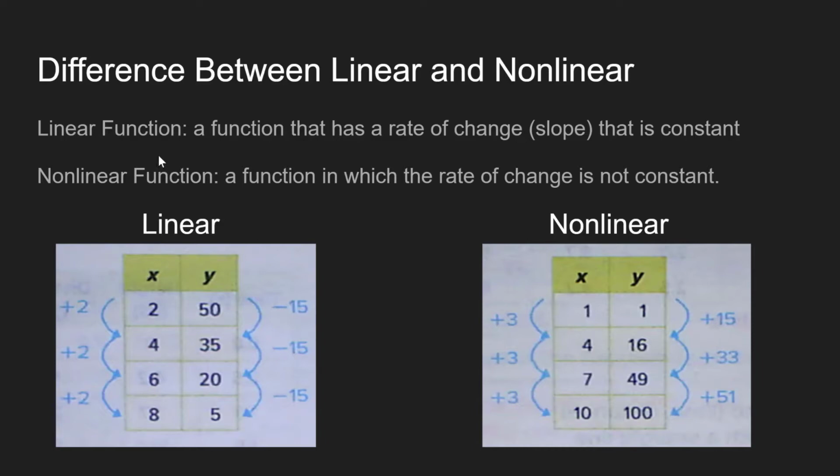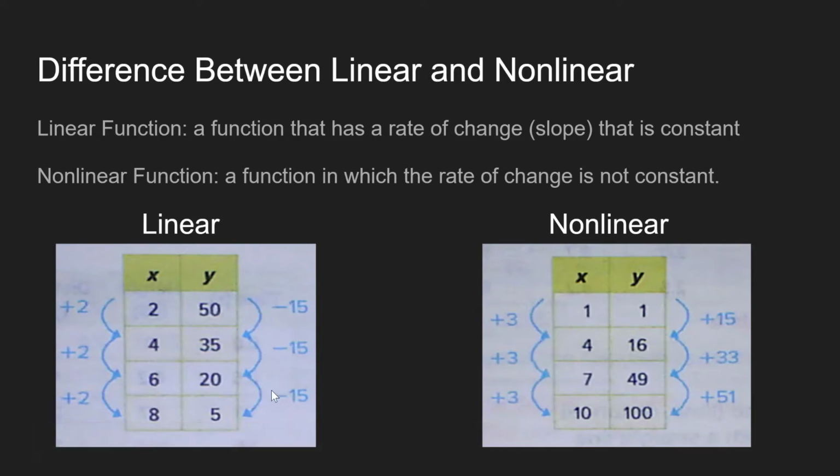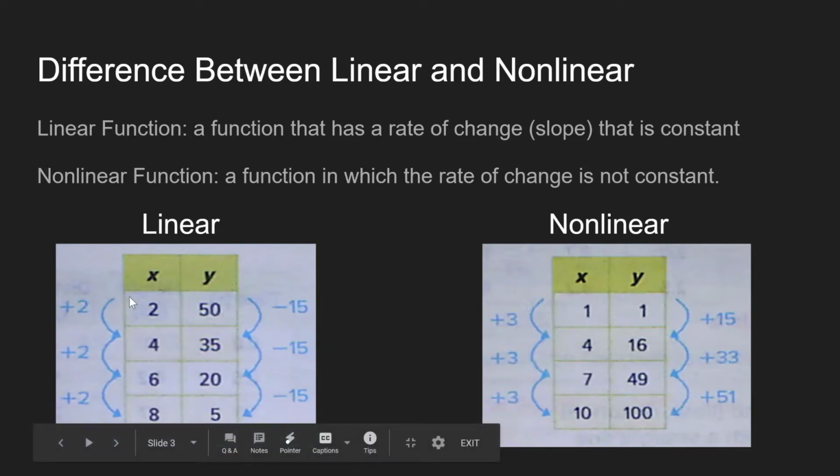Now, just a quick review. A linear function is a function that has a rate of change or slope that is constant, which means on a graph, it's going to make a straight line. A nonlinear function is a function in which the rate of change is not constant. So if we had a table, this is what the table for a linear function would look like. We would have it increasing by 2 on the domain side each time and going down by 15 on the range side. So notice it is constant. It's the same on both sides every time.